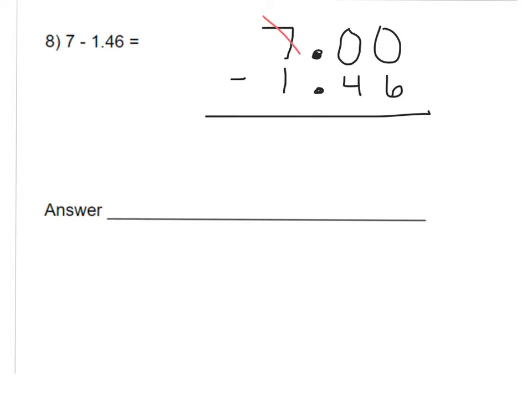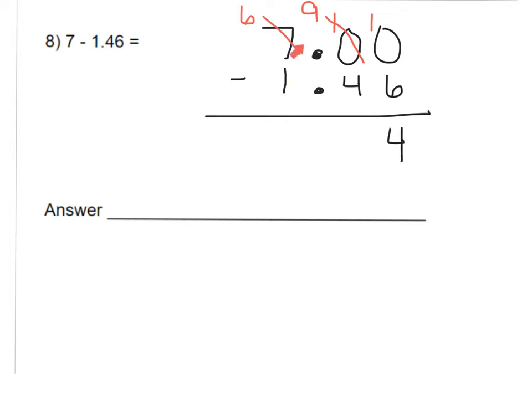So 7 changes to 6. Now I'm going to take one whole and make it 10 tenths, right? But uh-oh, I still need to borrow again. So I'm going to cross the 10 tenths out, make it 9 tenths, and take that 1 tenth and make it 10 hundredths. So now I can regroup and say I have 10 minus 6, which gets me to 4.